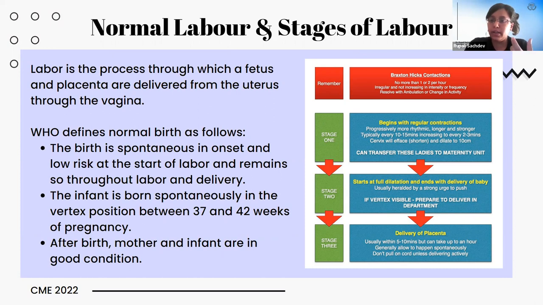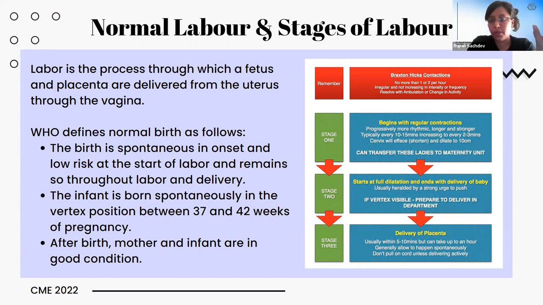There is effacement of the cervix. So what it means is the normal length of the cervix will start shortening. If this is my uterus and this is the part of the cervix below it, the uterus will start changing its shape in such a way that the lower canal of the cervix will start becoming more and more in line with the uterus and the length of the straight canal will start decreasing. That is effacement. Dilation, very obvious. If this is the size of the cervix, it will dilate and become bigger.